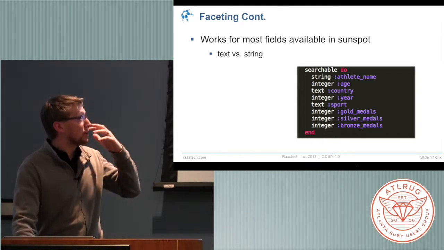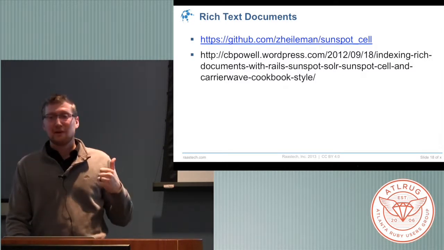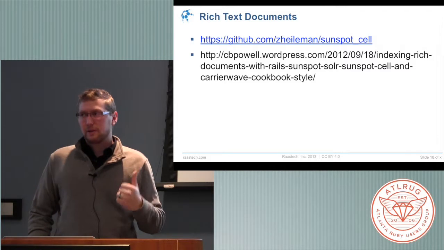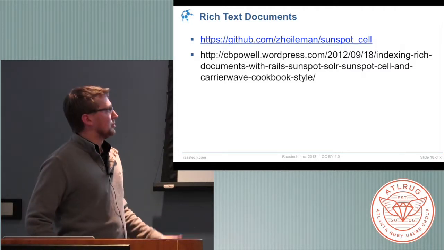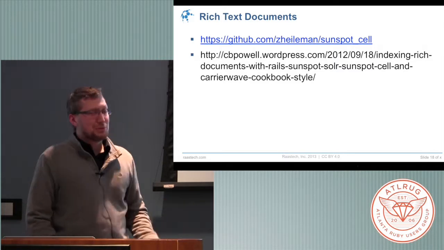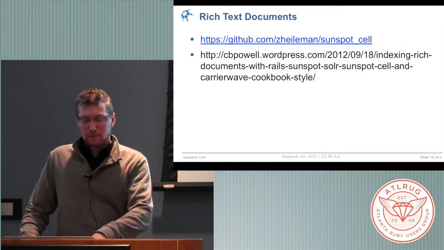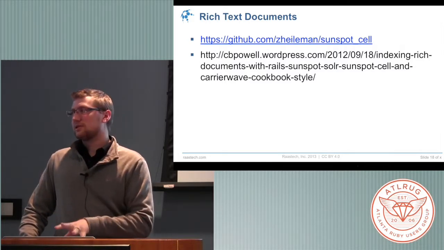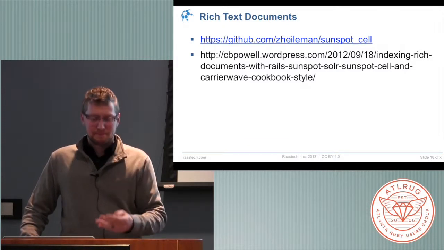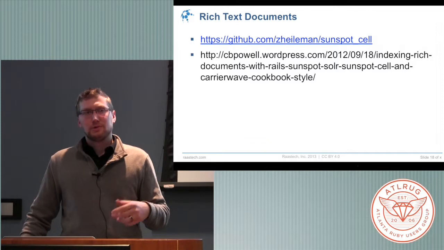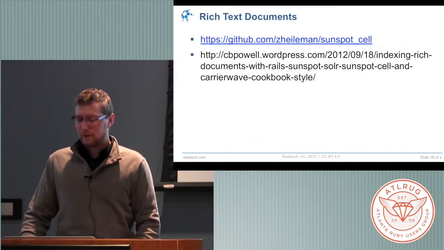As far as rich text documents, one of the ways that I found but have not tried is something called Sunspot Cell, and there's a number of competing branches just sitting out there, and you supposedly can use them, but it takes a bit of setup. What I have below this entire slide will be available online, so if you want to use it, go right ahead. It'll be posted on Twitter, and I'm sure through ATL Rug you'll be able to find it that way as well.